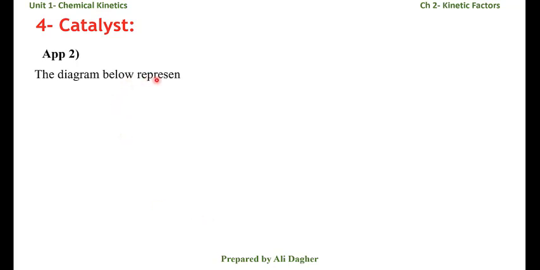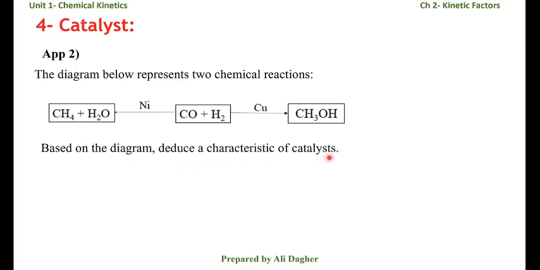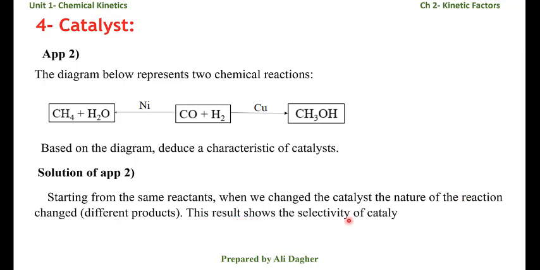Application 2. The diagram below represents two chemical reactions. CO plus H2 in presence of Cu gives CH3OH, while in presence of Ni nickel gives CH4 plus H2O. Based on the diagram, deduce a characteristic of catalysts. Starting from the same reactants, when we changed the catalyst, the nature of the reaction changed, that means the products are different. Then this result shows the selectivity of catalyst.